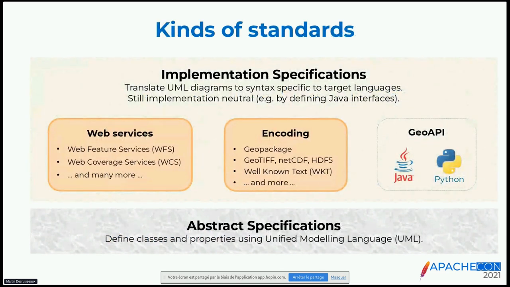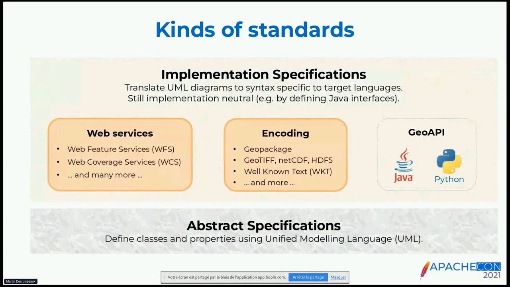I will classify the standards in three categories. This is my personal classification. I don't think that OGC formally uses this classification. So as the basis of every kind of standard at OGC, there is, from my point of view, the abstract specification. These are the specifications that define the concepts using Unified Modeling Language. The abstract specifications are implementation neutral, not only regarding vendor, but also the programming language and the format encoding, whether we are using the web or other technology. It's the most neutral thing that we have.